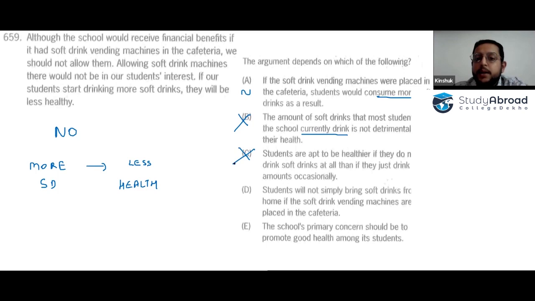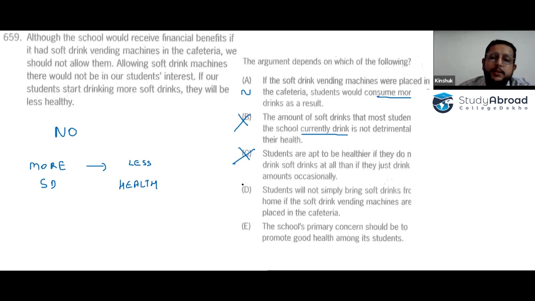Then the next one says, students will not simply bring soft drinks from home if soft drink vending machines are not placed in the cafeteria, right? So see, students carrying drinks or not when there are no vending machines is not what the author is going for. The author's idea was not about students carrying the extra weight of soft drinks to school. The author's idea was that if they have more access to soft drink, if they drink more soft drink, then they will be less healthy. So again, this will be eliminated.